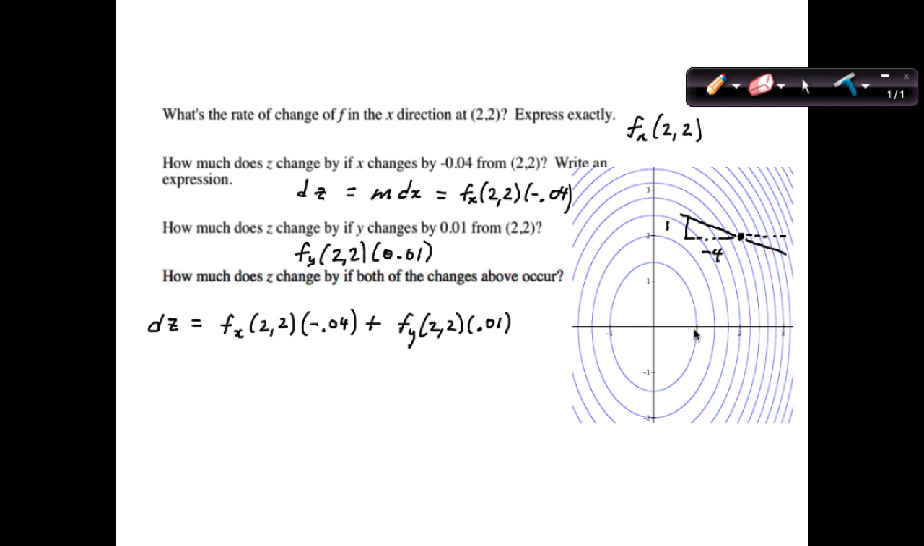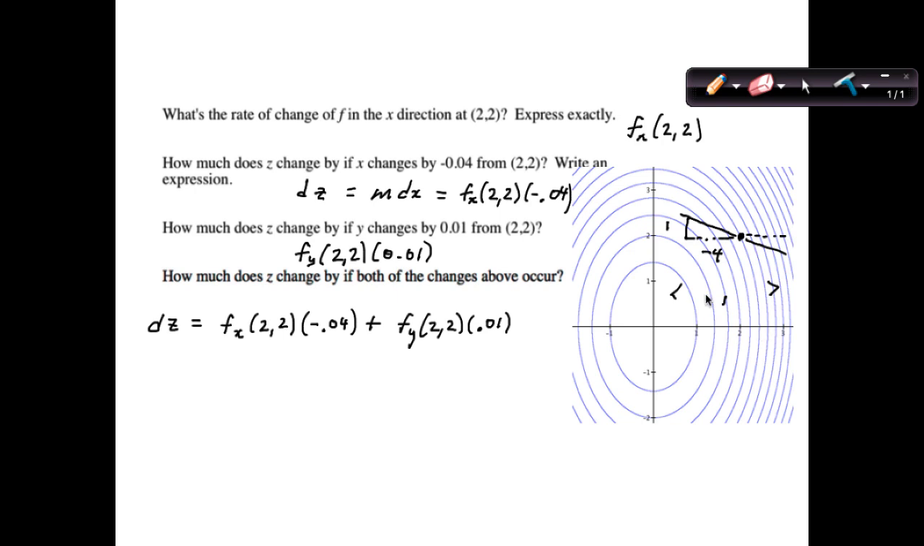So now the proportion of change that I'm talking about is y is going to increase 1/4 as much as x decreases. And that's a particular proportion of x and y, and that gives us a particular direction from 2, 2. So we can express that direction 2 different ways. We can express it as a vector. So what vector would express that direction that I'm talking about?